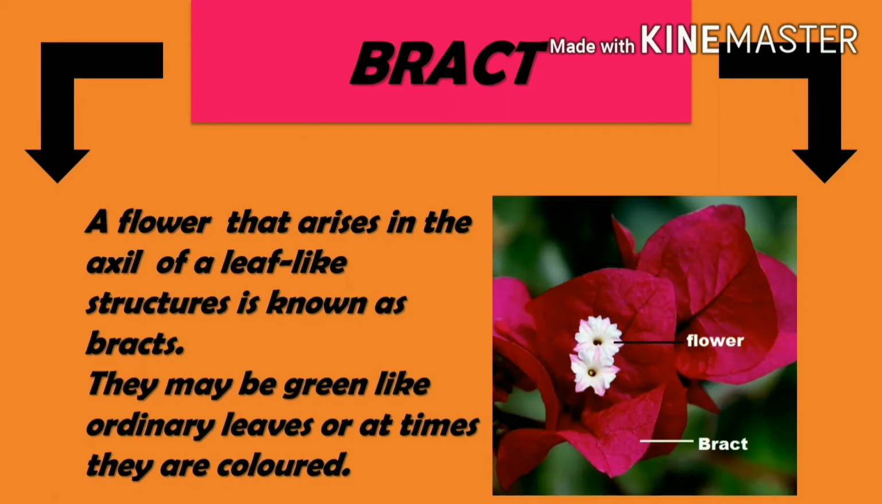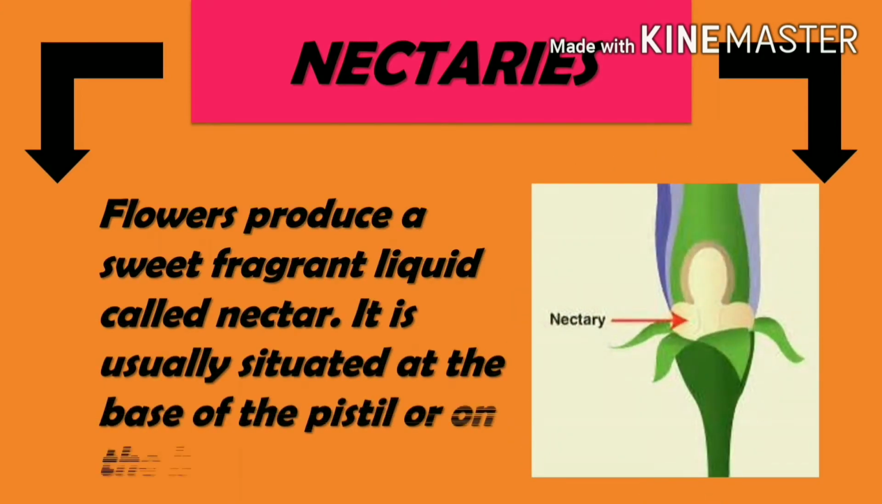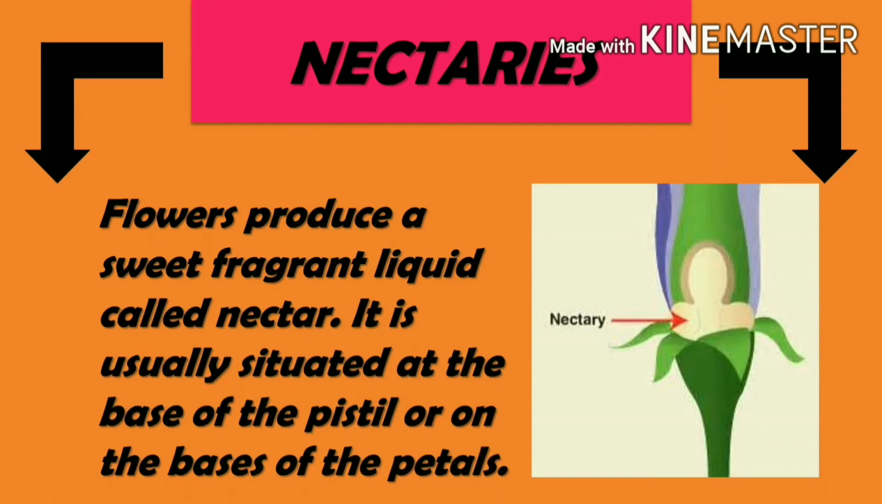Bract. A flower that arises in the axil of a leaf-like structure is known as bract. They may be green like ordinary leaves or sometimes they are colored. Example, bougainvillea. Nectaries. Flowers produce a sweet fragrant liquid called nectar. It is usually situated at the base of the pistil or on the bases of the petals. In some cases, the nectar attracts insects like honeybees.